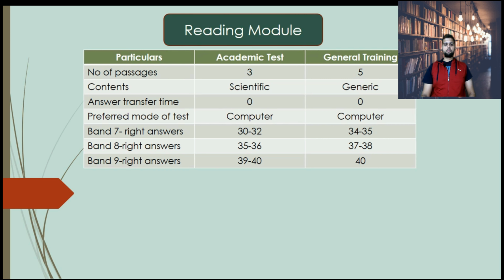In the academic test, the number of passages will be only 3, but they will be lengthier in nature. When comparing this with the general test, even though the sections are only 3, the number of passages for your review is 5. The content for the academic test is scientific, and for general training it is quite general, taken from newspapers, journals, or blogs, which they select and give to you for your reading test.